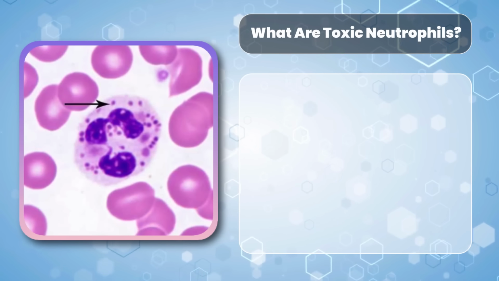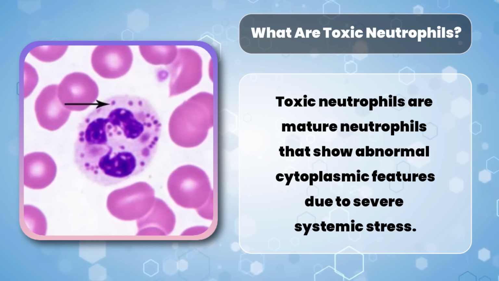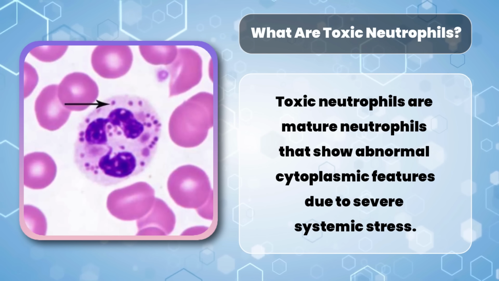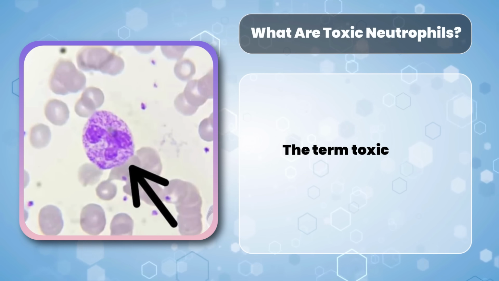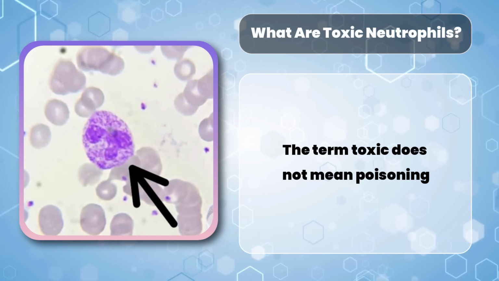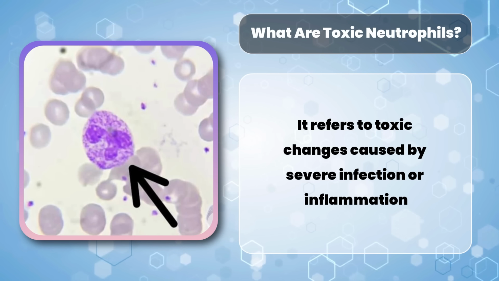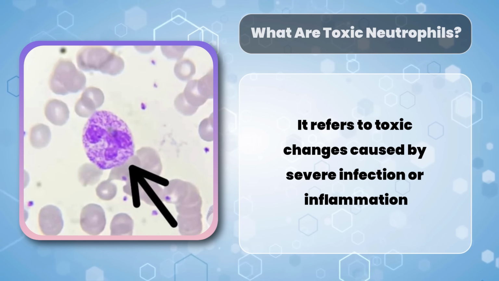What are toxic neutrophils? Toxic neutrophils are mature neutrophils that show abnormal cytoplasmic features due to severe systemic stress. The term toxic does not mean poisoning. It refers to toxic changes caused by severe infection or inflammation.